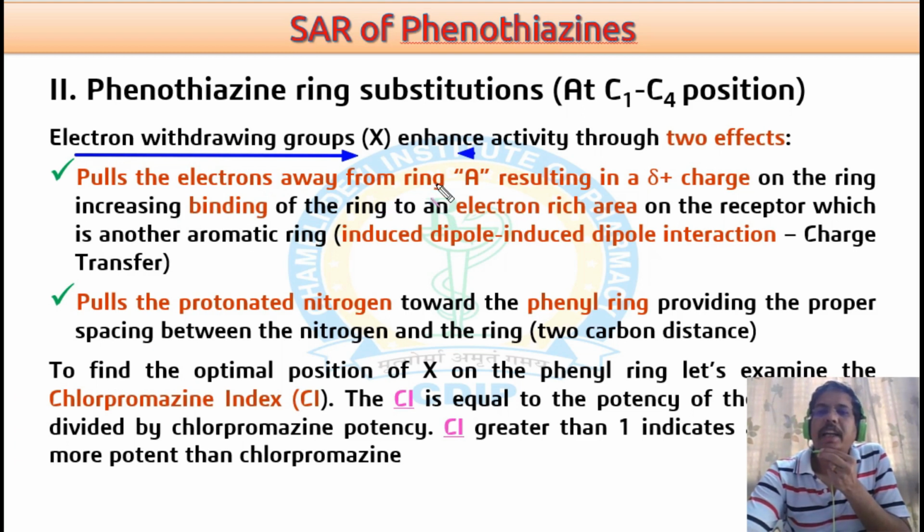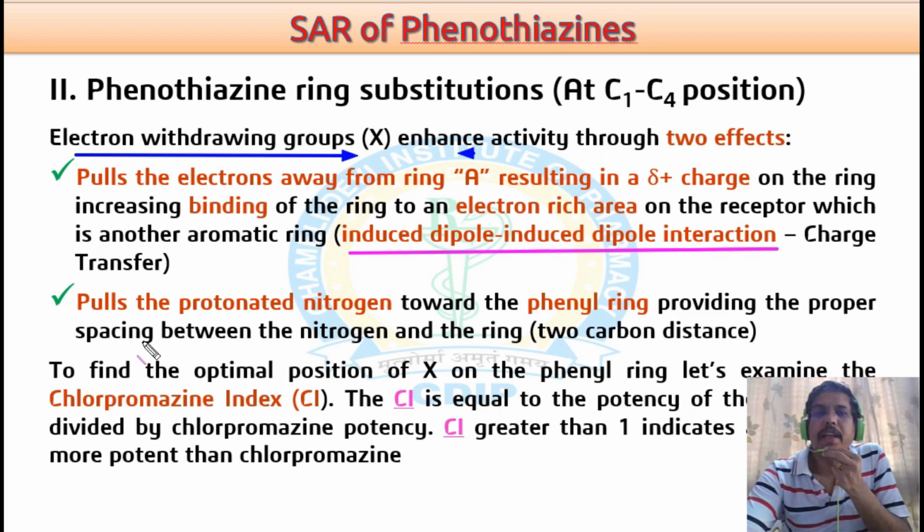resulting in a delta positive charge on the ring, and it increases binding of the ring to an electron rich area on the receptor, which is another aromatic ring. So there is the possibility of interaction is induced dipole interactions or charge transfer. So electron withdrawing group just enhances induced dipole interaction.